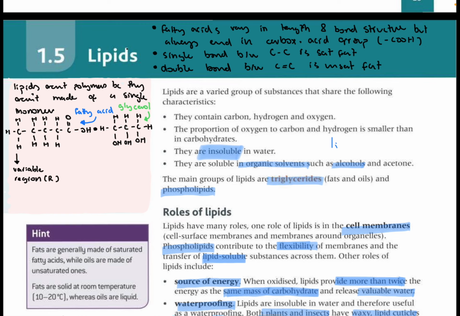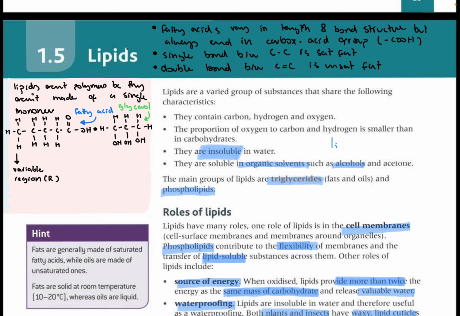Now, I've made my little notes on the margins, but essentially fatty acids vary in length and bond structure, but they always end in a carboxylic acid group. And if you don't get this right now, don't worry, I'll explain it soon. And a single bond between carbon to carbon is a saturated fat. You should know this from your GCSEs.